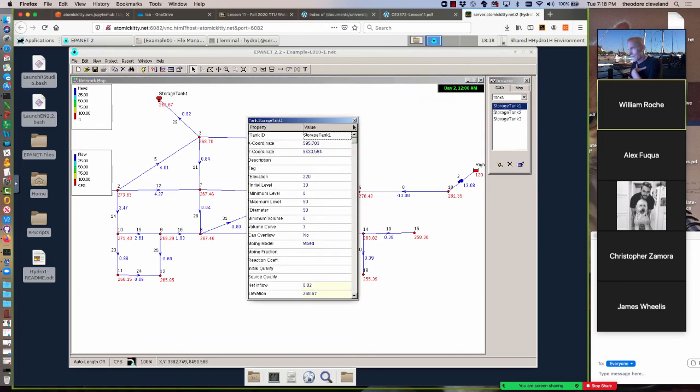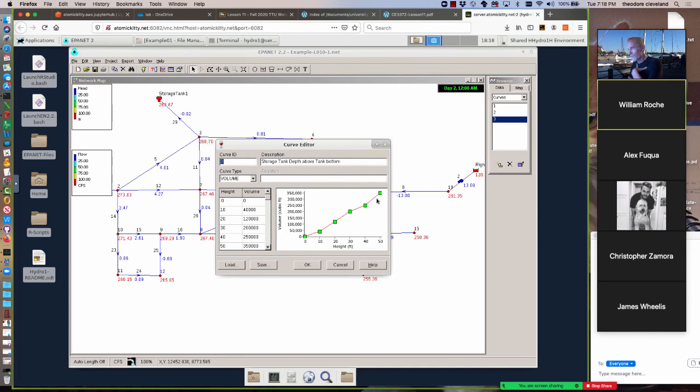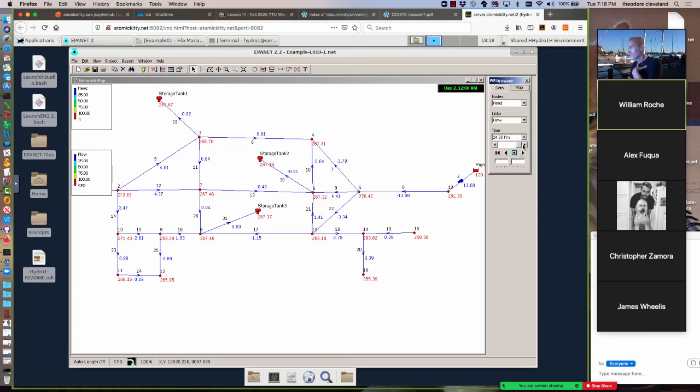So the bottom of that tank is at elevation 220. So 220 plus 50 feet of depth is 270. We've got 2 feet of freeboard left. So we're somewhere up here on the curve. We're about 300,000 cubic feet of water in storage. And we ran through our 24-hour cycle. So if we were to run this a little longer, these tanks would fill up to the top.